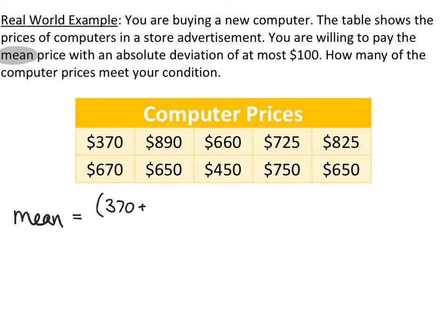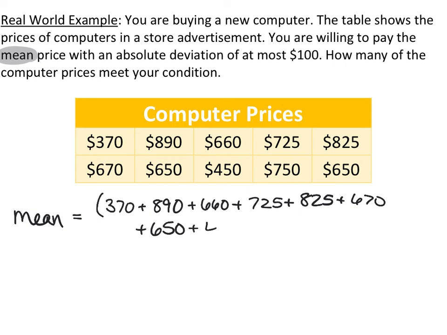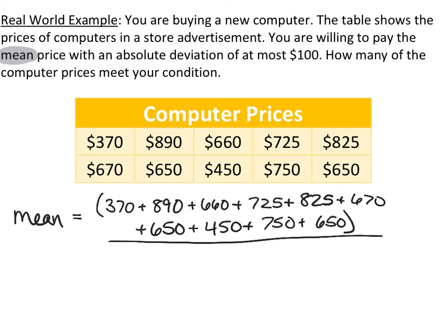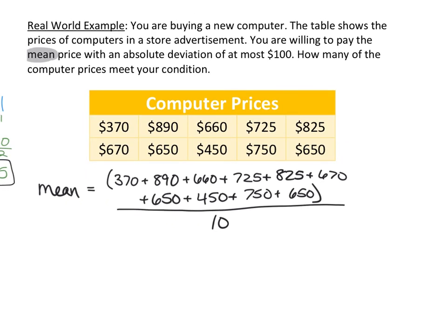You have a calculator to do it, but we're going to do 370 plus 890 plus 660 plus 725 plus 825 plus 670 plus 650 plus 450 plus 750, oh geez, plus 650. And how many are we going to divide by? How many computer prices is that? 10. Okay, in your calculator, please find me the mean price of these computers, or the average price of the computers on sale at the store. Okay, do y'all have my mean? What is the mean price here? 654.